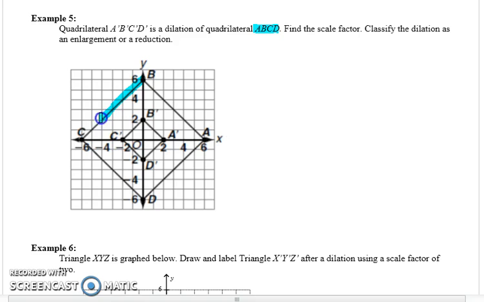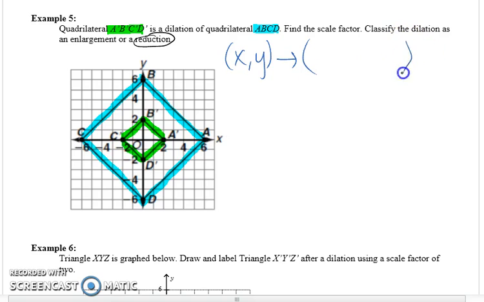First, I'd like to point out that quadrilateral ABCD is this one, and quadrilateral A prime, B prime, C prime, D prime is this one in here. So we can already tell that this dilation is probably going to be a reduction because the image is smaller than the pre-image. We just don't know what the rule is. So the rule is x comma y, arrow, and then we just don't know what goes inside our parentheses. That's for us to find out.